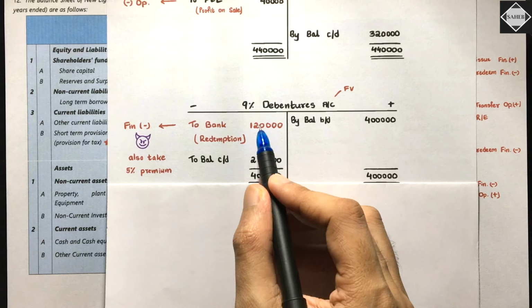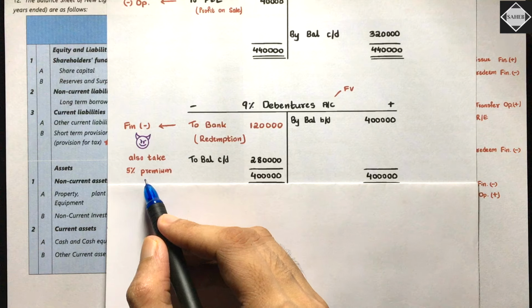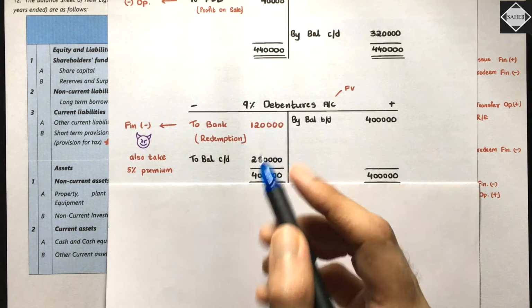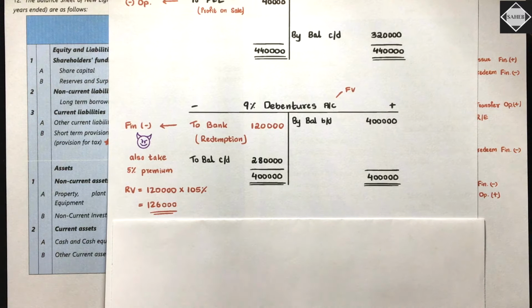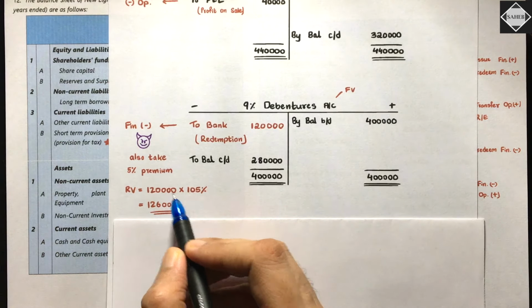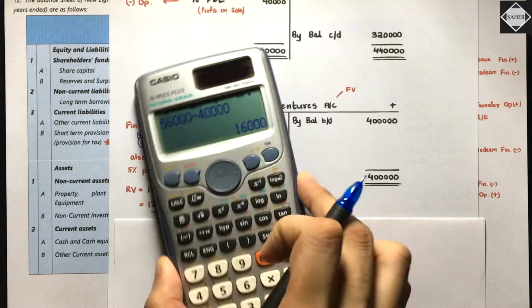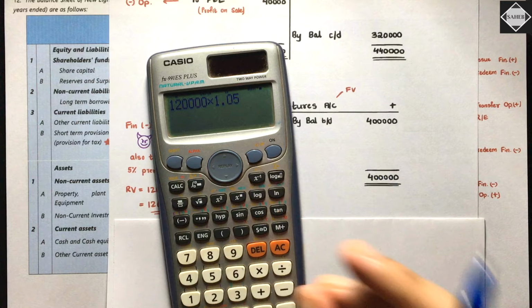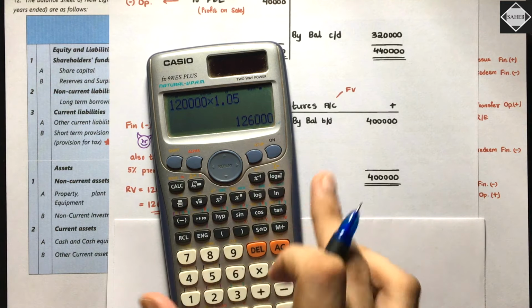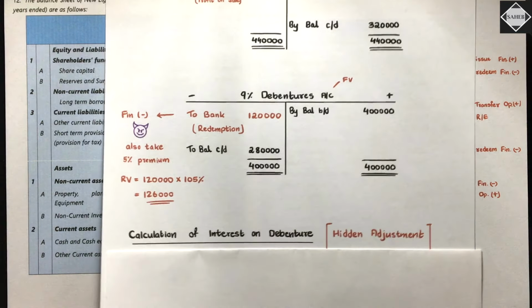Redemption will happen at redemption value, face value plus the premium. So this 1,20,000 definitely we have to deduct, but not just this, we have to also take 5% premium. Okay, 1,20,000 into 1.05 you have to do. You will get 1,26,000, which is the redemption value. This much you have to subtract in the financing activity. Is it clear? 1,20,000 into 1.05, because 5% premium is there. So that is equal to 1,26,000, like this. Okay, simple and straightforward.